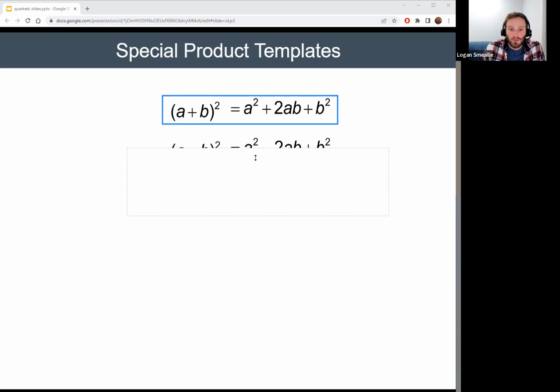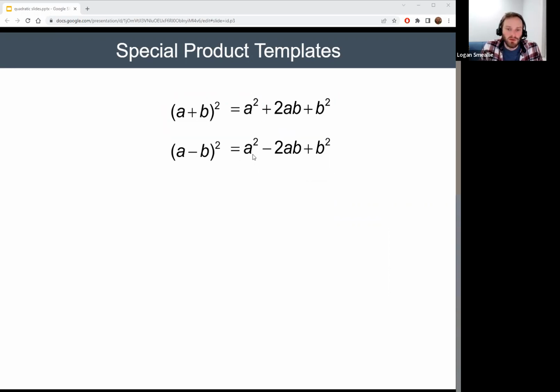Next one. If you see the same thing, but inside of the parentheses it's subtraction instead of addition, you get the same result, but instead of adding the middle term, you are subtracting the middle term. So down here, a squared minus 2ab plus b squared.